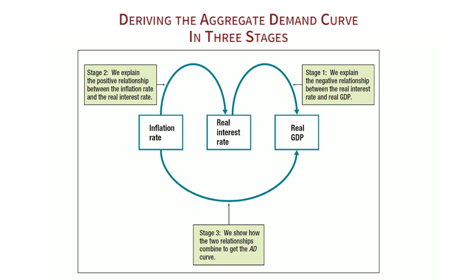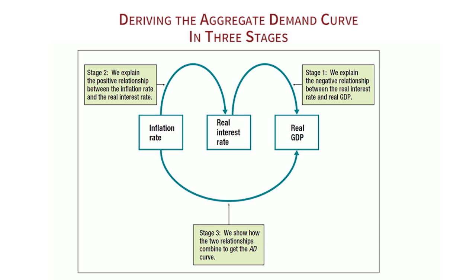First, we're going to look at the impact of the interest rate on GDP. And to be precise, we want to look at the real interest rate and real GDP, in both cases adjusting for inflation. The second stage is to look at the effect of the inflation rate on the interest rate, or on the real interest rate.